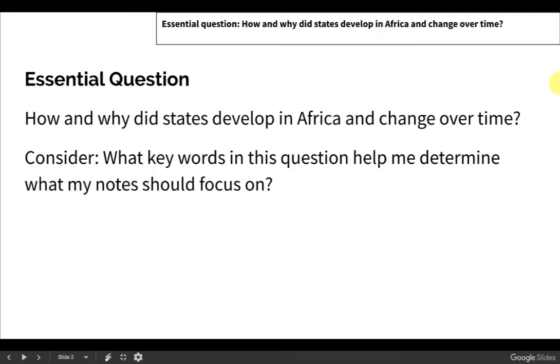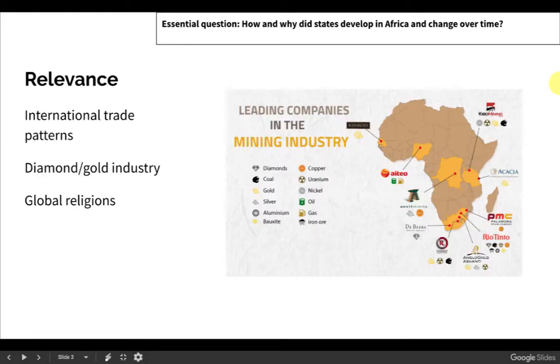So you might remember from the Americas video, if you watched it, that the first part is a causation. So how and why, that is the causes of the development of the states. And the second part, change over time, of course, is continuity and change over time. And as we will see at the end of this video, there are definitely some continuities in this chapter as well as changes. So let's start with relevance.